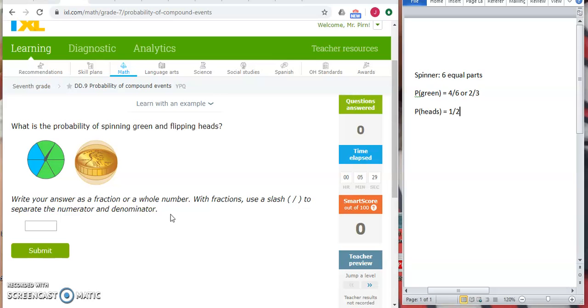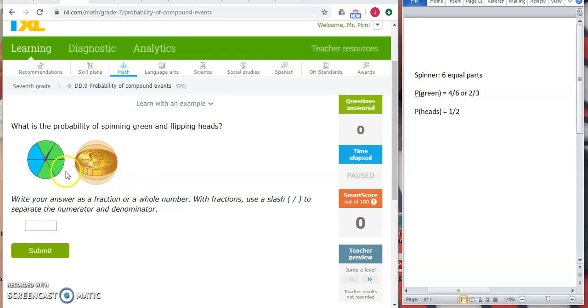And here's the big key. If you have 2 independent events that are happening, for example, the spinner is independent of the coin flip. Whatever you spin on the spinner does not affect what happens to the coin, and whatever you flip on the coin does not affect what happens with the spinner. Those are 2 independent events. Whenever you're trying to find the probability of 2 independent events, all you have to do is multiply their probabilities together. Let me say that again. When you're trying to find the probability of 2 independent events, you multiply their probabilities together.